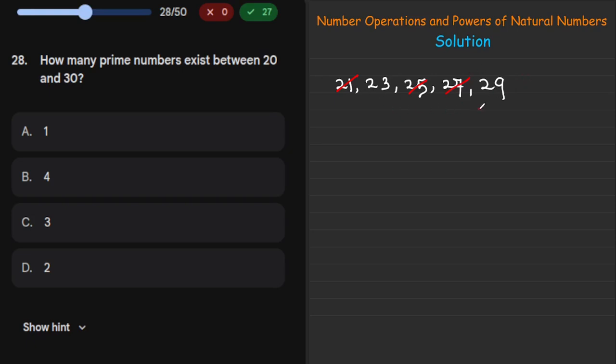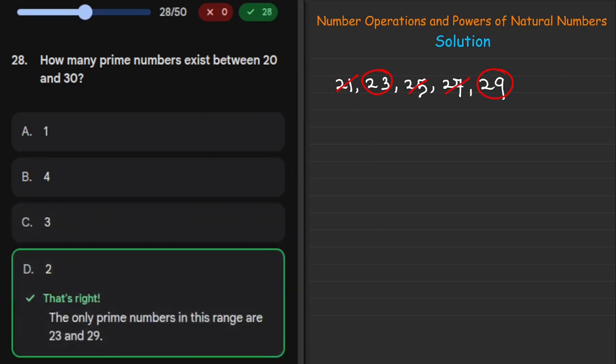Now these two, there are no numbers that can divide them. So we can settle on these two being prime numbers, that is 23 and 29. If you knew it off head, you could have simply gone right in to choose your answer. So we have just two of them. That is two. So that's fine. I do hope you got it.